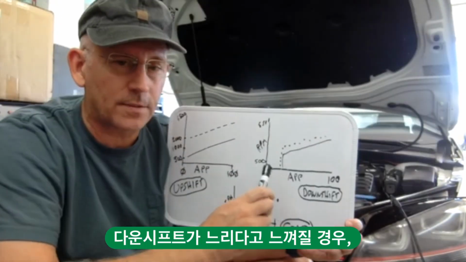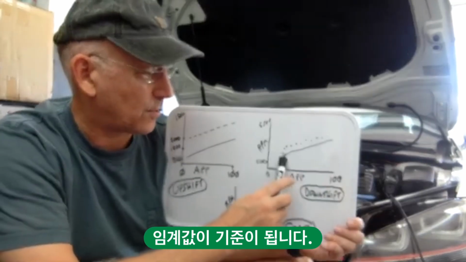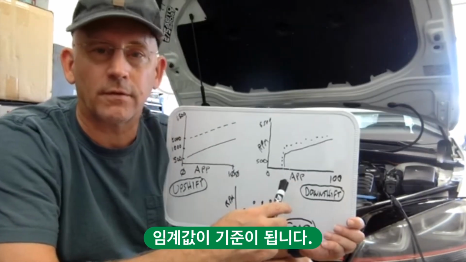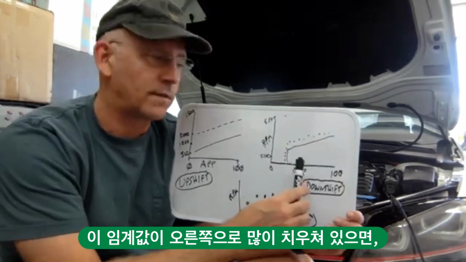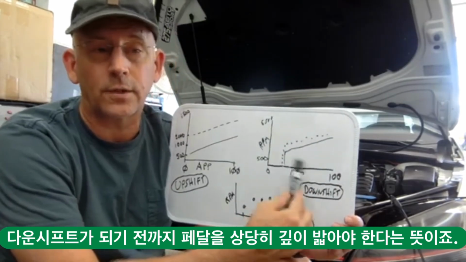So as far as being slow to downshift, this threshold here is what is being referred to. If this is pretty far to the right, it means you have to push the pedal down pretty far before it's going to downshift.